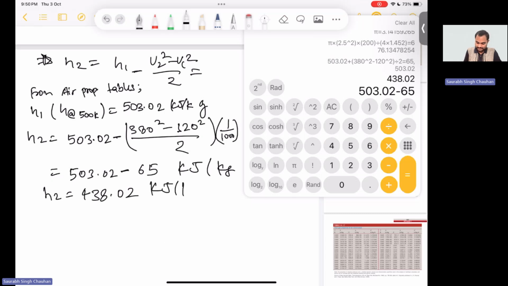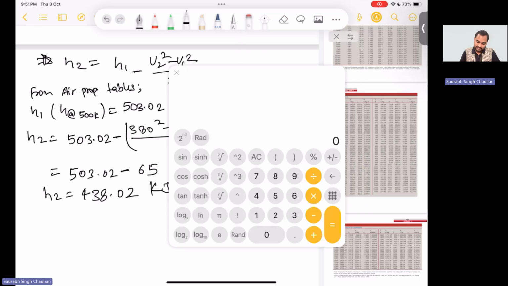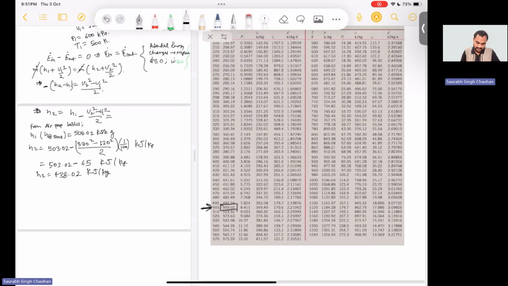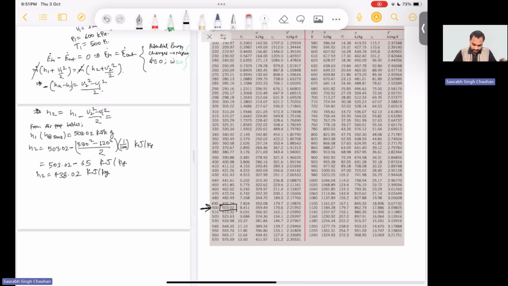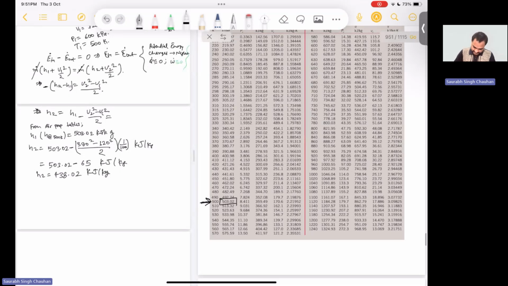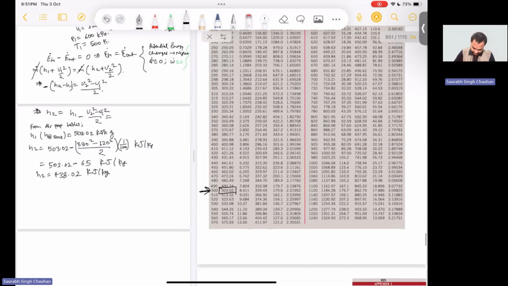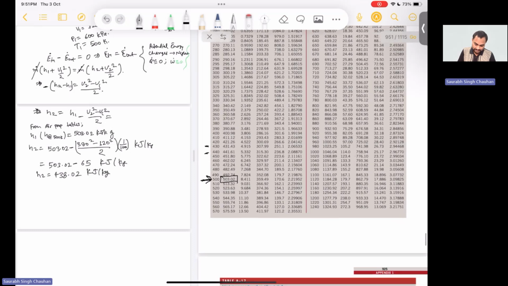So now we have H2 equal to 438.02 kilojoule per kg. Okay, and we have to tell the corresponding temperature. For that, again we can check the air property table. So 438. We will check at which point we are getting this value. At 440 it is 441, and at 430 it is 431.43.